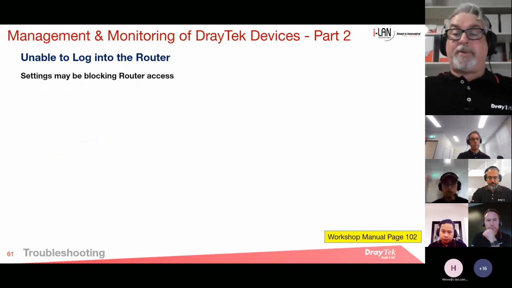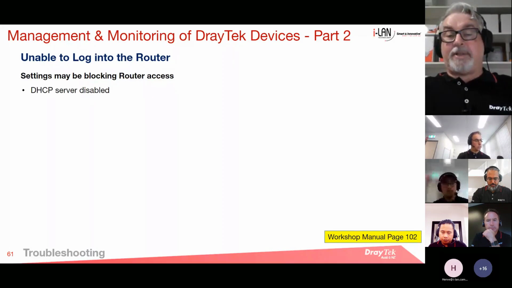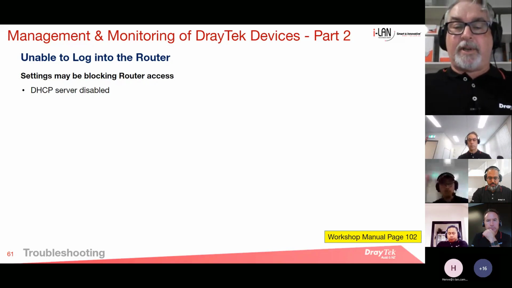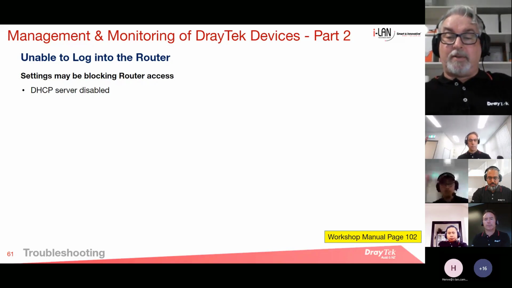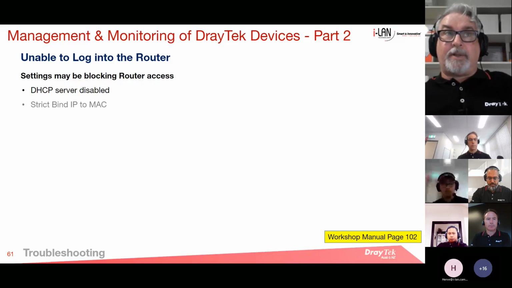Some settings might also be restricting access to the router. This includes the DHCP server being disabled, in which case setting a static IP on your PC in the same subnet can be a workaround. You can usually guess that it's going to be 192.168.1.1. If not, reset the router. There's a strict bind IP to MAC in place.